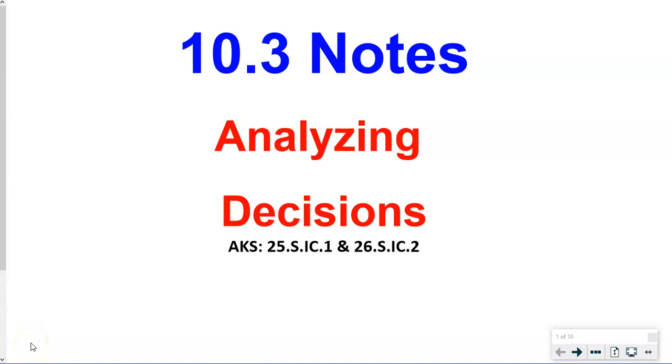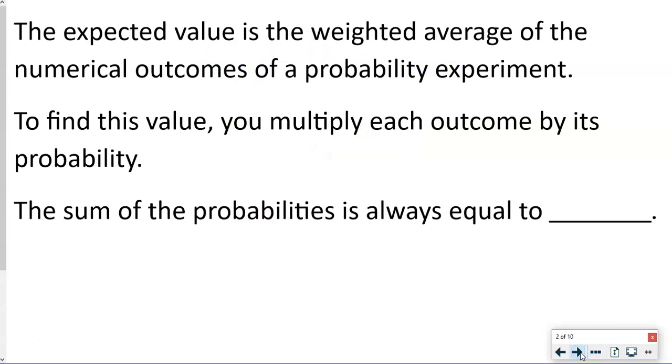So in this lesson today, guys, we're going to go into analyzing decisions a little bit more. We're going to actually talk about expected value more in this lesson and in a little bit different representation. So expected value is a weighted average. This is an important word right here, weighted average, because it tells us that we're actually going to multiply something times our percentages. So the expected value is the weighted average of the numerical outcomes of a probability experiment. To find this value, you multiply each outcome by its probability.